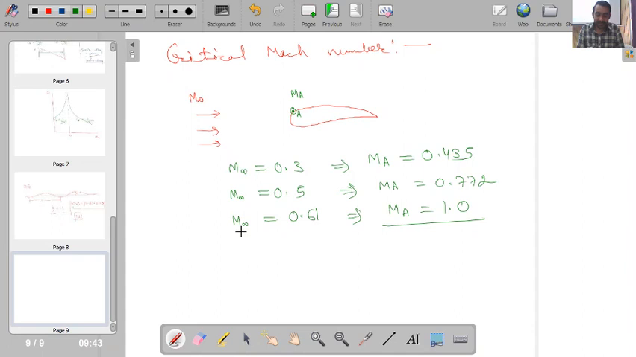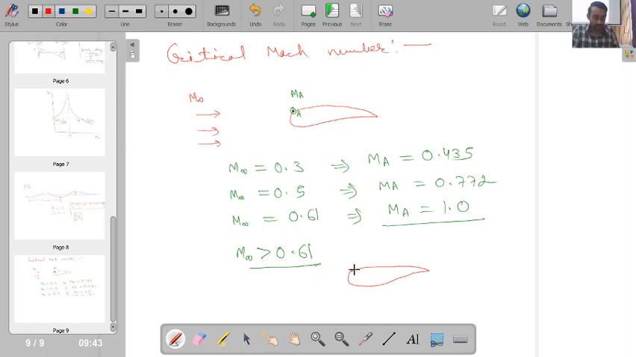Now if I increase M infinity above 0.61, then what will be happening? Here I will be getting some finite region of supersonic flow. Okay, and once I have supersonic flow, then ultimately here I will be getting a shock wave also. Okay, so ultimately what happens, if I increase M infinity greater than 0.61, then my Mach number beyond point A can go above 1.